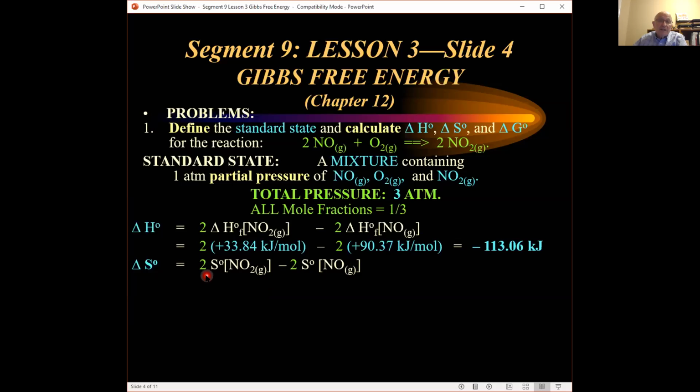Now let's look at the entropy. The delta S is going to be 2 times the third law entropy of NO2, minus, I'm sorry, the first one was NO2, minus the third law entropy, 1 times that of O2.